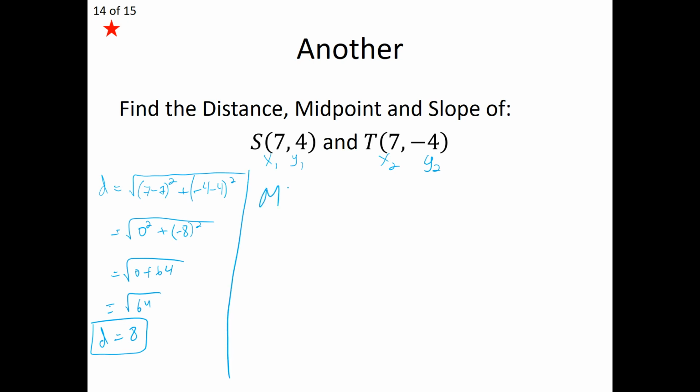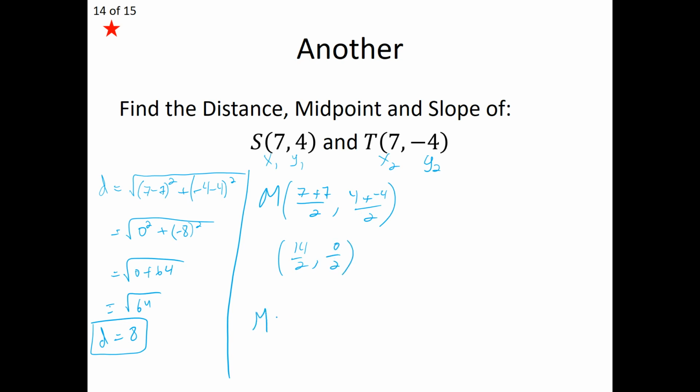So again, the midpoint is the average of our x and y values. So we have then the x sub 1 plus our x sub 2 over 2. And then we have our y sub 1 plus our y sub 2 over 2. And we see it's going to be actually super nice to us. We have 7 plus 7, which is then 14 over 2. 4 plus -4 is actually 0 over 2.